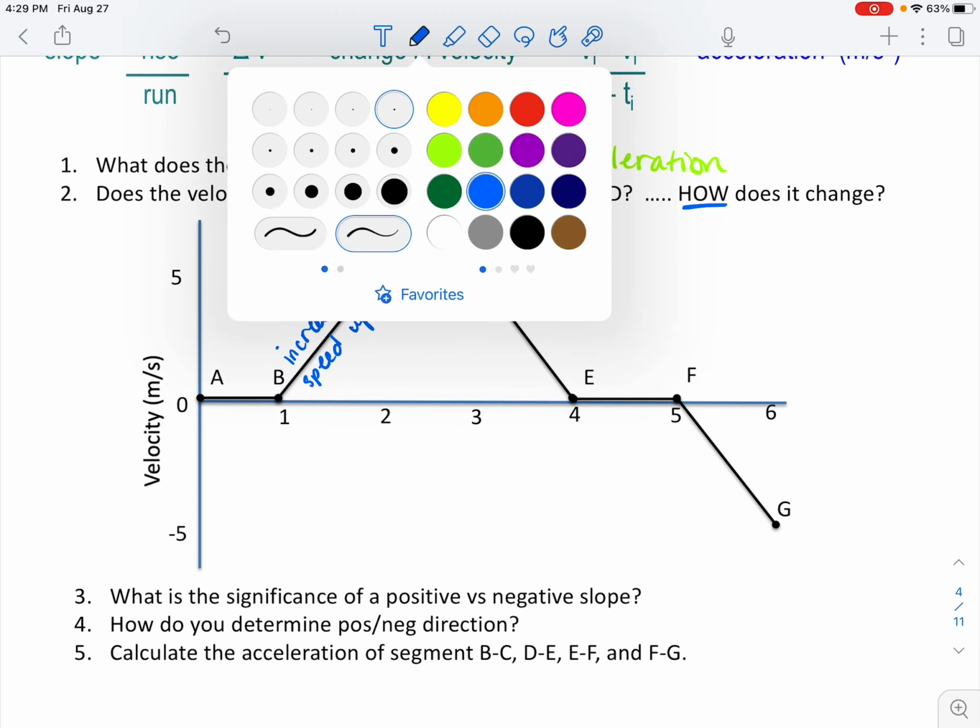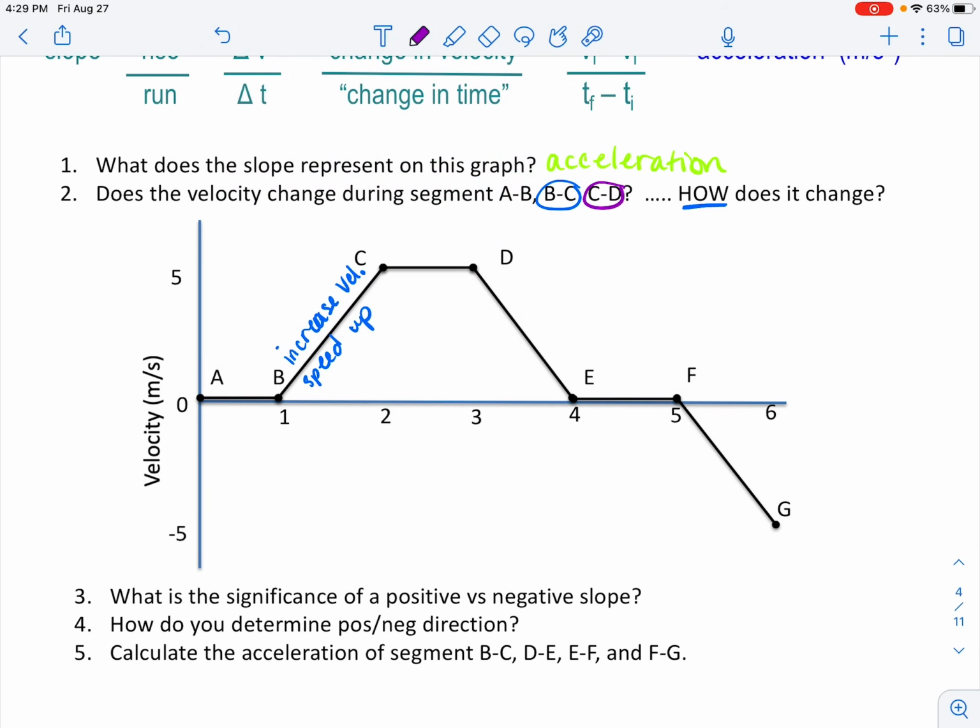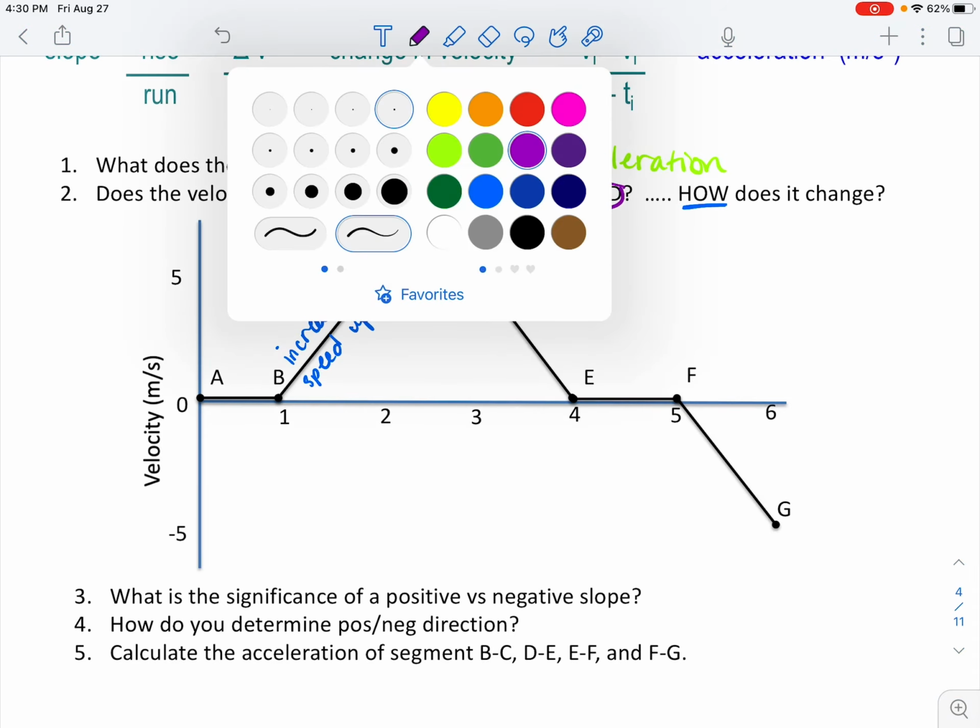Then we are going to look and see for segment CD. Does the velocity change? Right here, does the velocity change? Well, at point C, it's a value of 5. At point D, we're still at a value of 5. So for this segment, no, the velocity did not change. So what we would say here is that velocity is constant. And if we wanted, we could give the specific value of 5 meters per second. Then I'm going to add another one that's not on the screen.